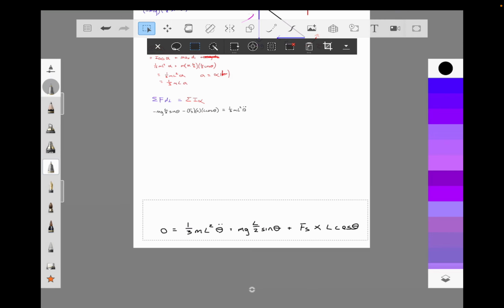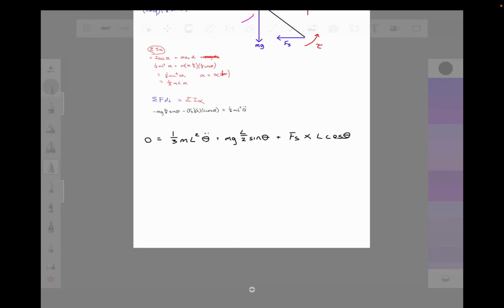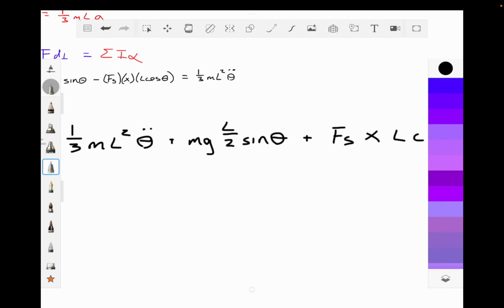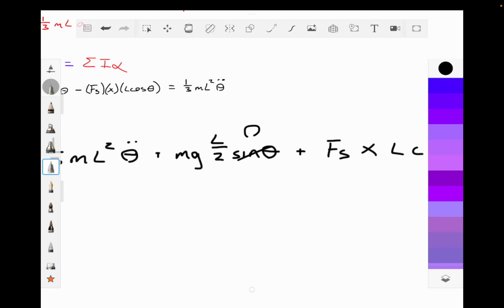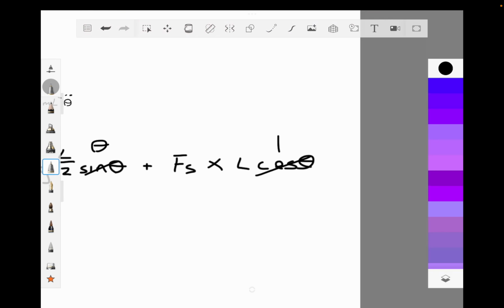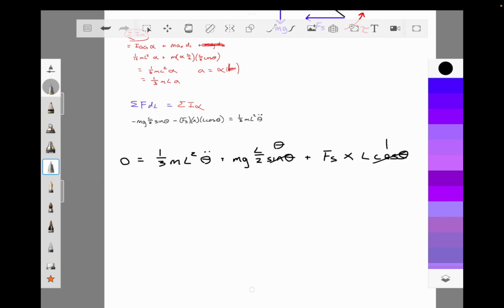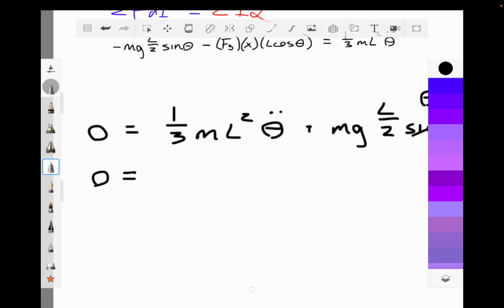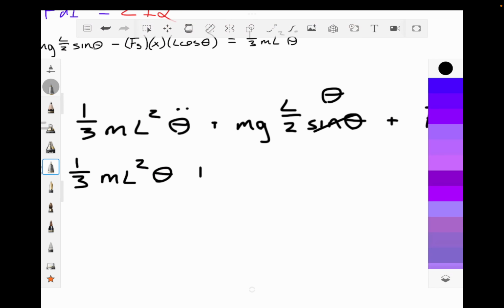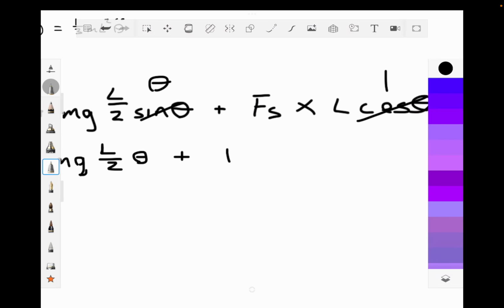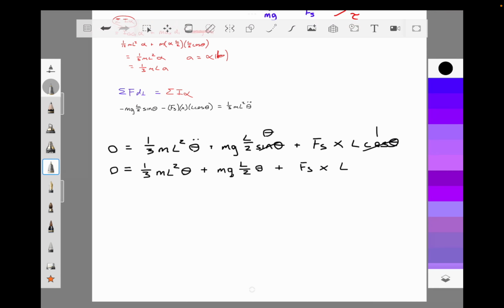Because we're using the small angle assumption, sine of theta just becomes theta. Cosine of theta just becomes 1. So let's rewrite this. 1/3 ml squared theta double dot plus mg L over 2 theta plus fs x L. That's it. And then there's one step left that we have to do to solve this.